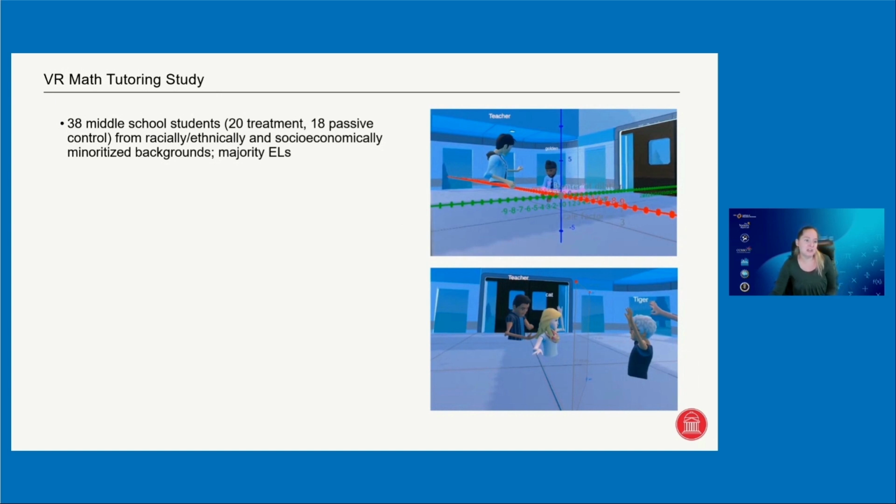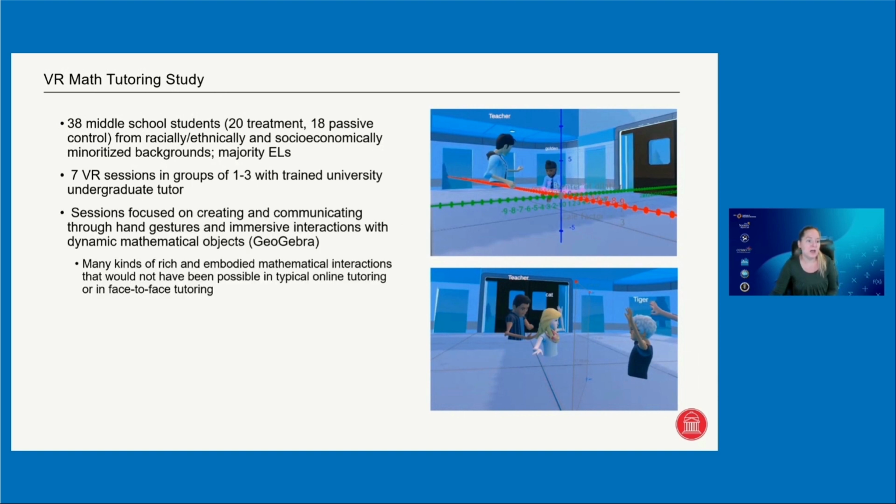Our initial study was of 38 middle school students from racially, ethnically, and socioeconomically minoritized backgrounds, and the majority of our participants were English learners. They engaged in 7 VR sessions where they were put in groups of 1 to 3 students, and they had a trained undergraduate university tutor. The sessions focused on creating and communicating through hand gestures and on immersive interactions with dynamical mathematical objects. We specifically partnered with GeoGebra to create the dynamic math objects.